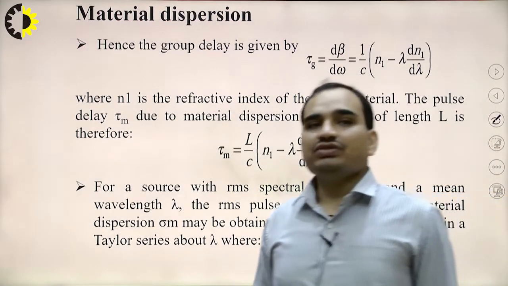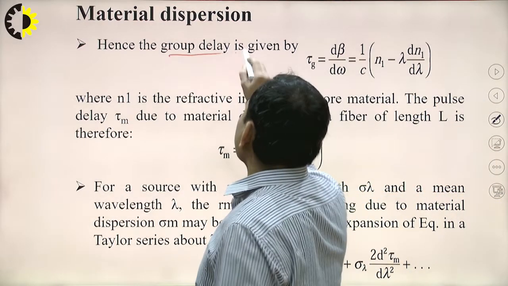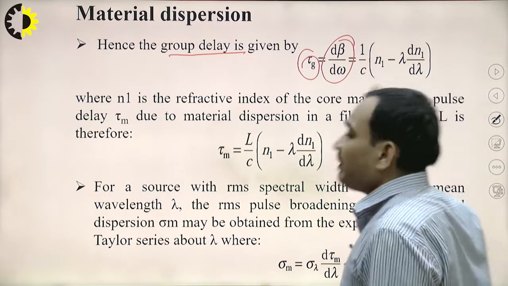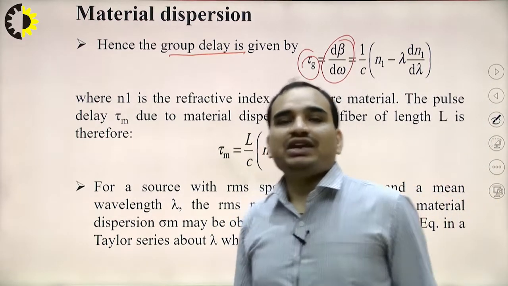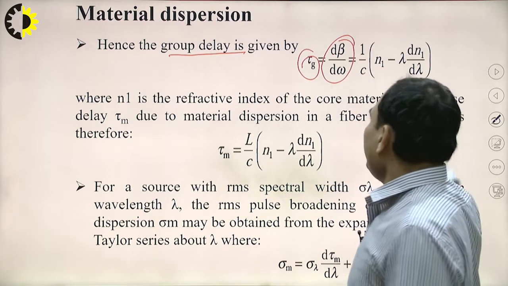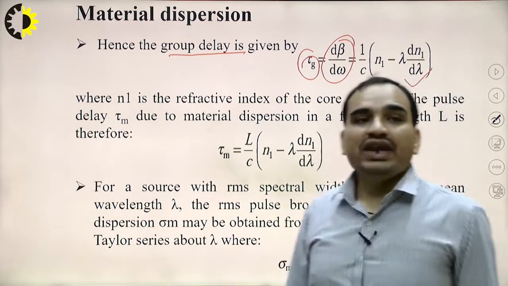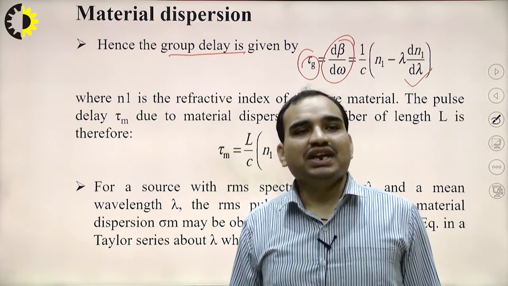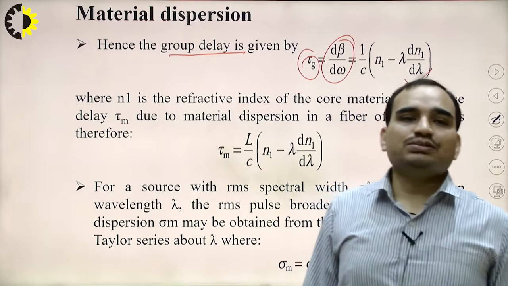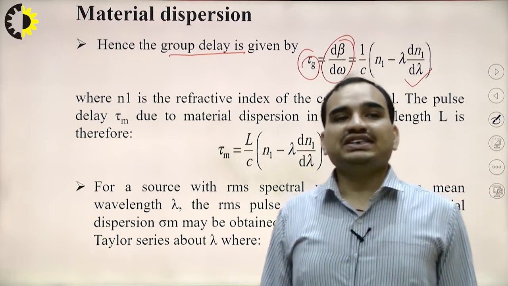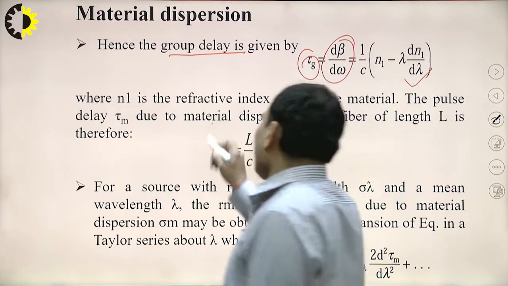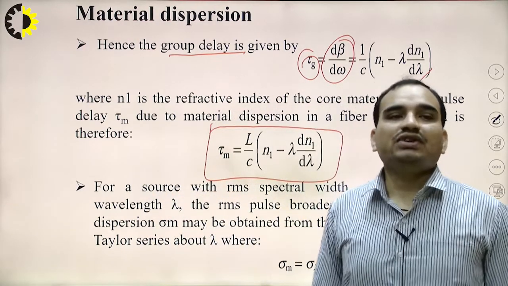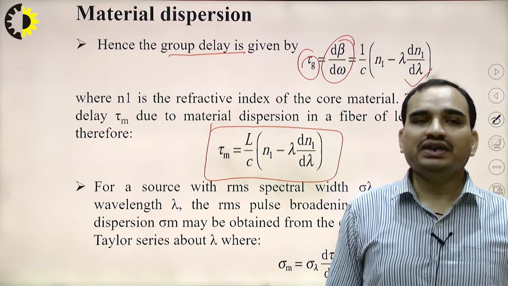We have the group delay given by tau g equals d beta by d omega, which is given by 1 by c times n1 minus lambda d n1 by d lambda, where n1 is the refractive index of the core material. The pulse delay tau m due to the material dispersion in a length L is therefore given by tau m equals L by c times n1 minus lambda d n1 by d lambda.